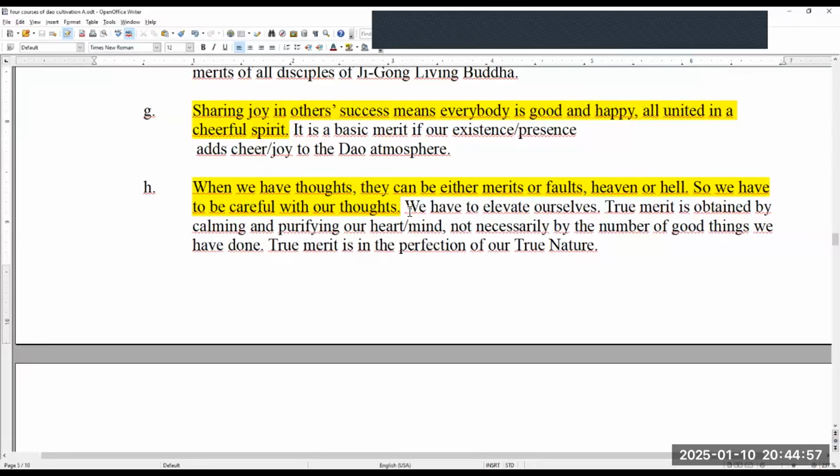So therefore, it's important that even Buddhists and saints have to be careful about their thoughts. So just as we in this human world have to be careful about our own thoughts.